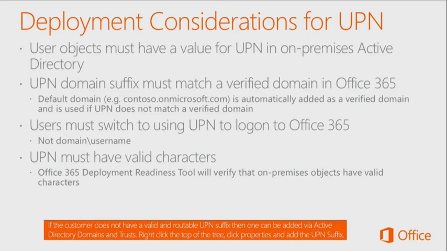We're back to the user principal name. These are deployment considerations. User objects must have a value for UPN in on-premise Active Directory. So again, this is a must. You can't do DirSync without it. You can't do ADFS single sign-on without it. The UPN domain suffix must match a verified domain in Office 365. Contoso.onmicrosoft.com is automatically added and is used if the UPN does not match. So that's what Steve was saying a little earlier. If you run DirSync and your UPN is not correct, you're going to get an onmicrosoft.com email address and domain login. That's how you're going to have to log in to Office 365.